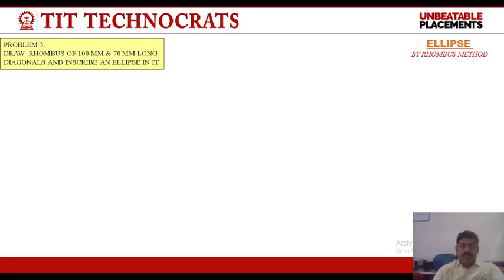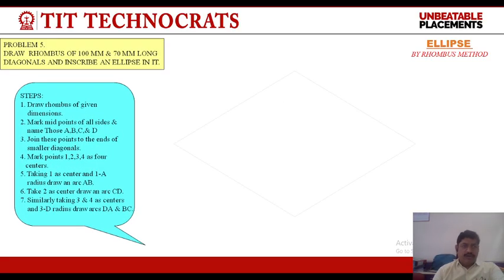Now the next method is the rhombus method. Draw a rhombus of 100 mm and 70 mm long diagonals and inscribe an ellipse in it. Draw the rhombus with the help of the given dimensions. Mark the midpoint of all sides and name them A, B, C, D. Join these points to the end of the smaller diagonal, and mark points 1, 2, 3, 4 as in the 4-center method.